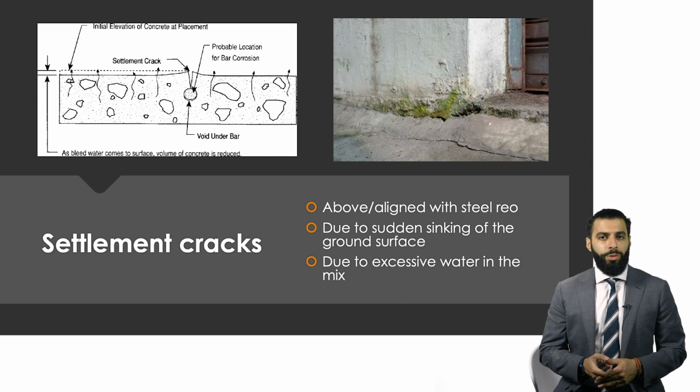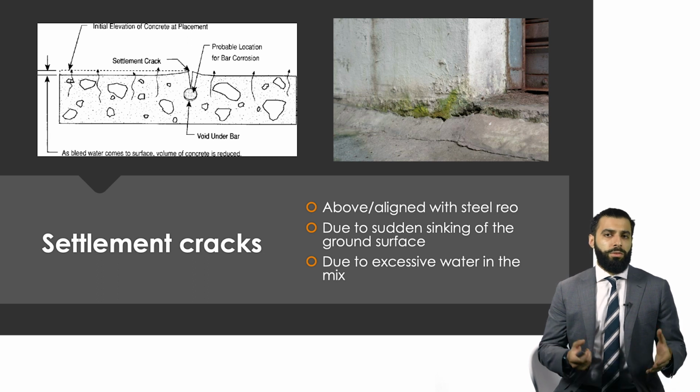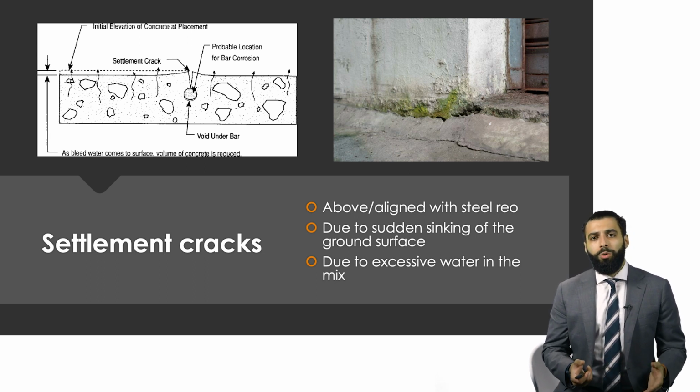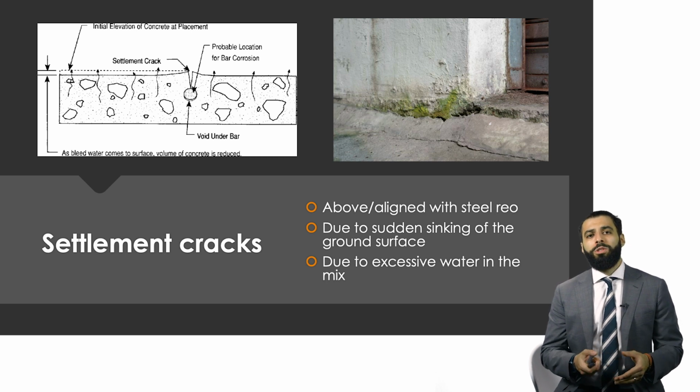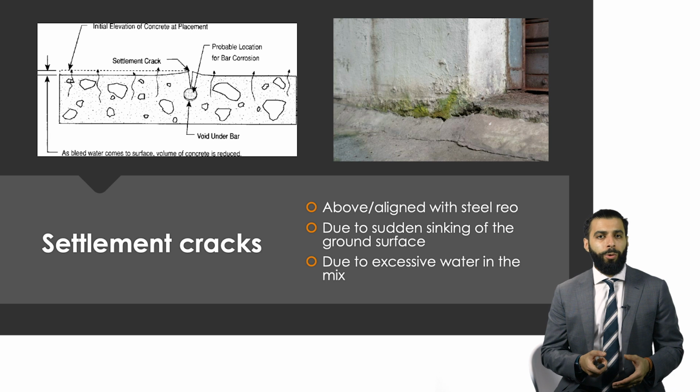Settlement cracks is another type as well that takes place after the concrete hardens. It's due to sudden movements in the ground surface. So let's say, after 2 years, your soil moves, it consolidates with time, and due to such soil movement, you start noticing these cracks. You can identify them because they are usually above and aligned with your steel reinforcement, as you can see in the image in front of you. And the cause of settlement cracks, again, is excessive water in your concrete mix.